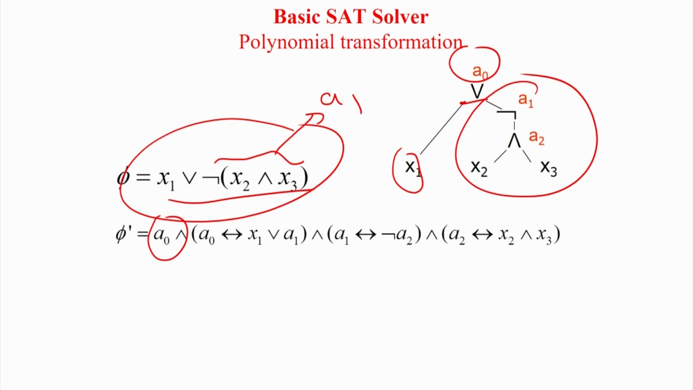So I am writing this. This one is the case. Now again there should be an and. So now what I am doing is saying that a is equal to not of A2.